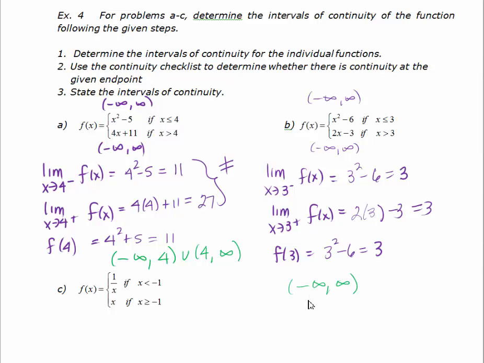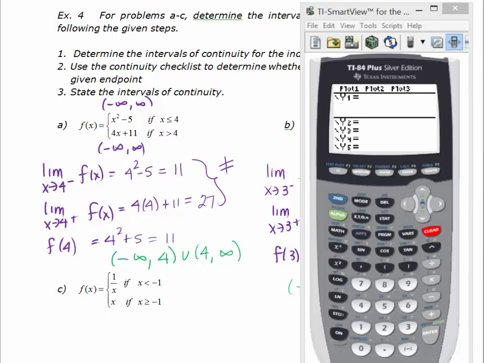The interval of continuity is from negative infinity to infinity. What I'd like to do now is show you how to graph a piecewise function on your calculator so that you can see the difference between these two functions. I mean, you can graph them by hand also, but it's nice to be able to do it using technology.